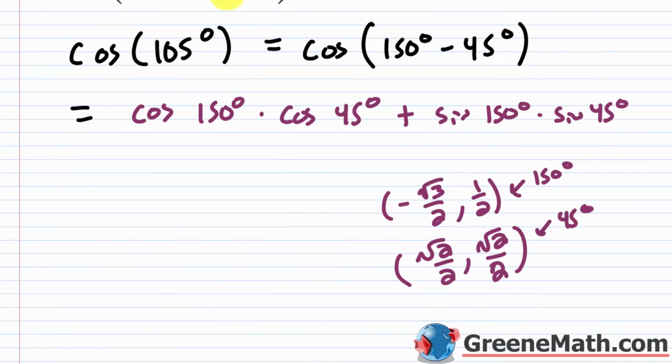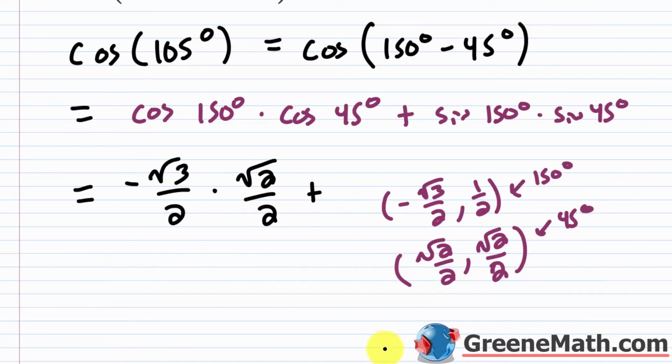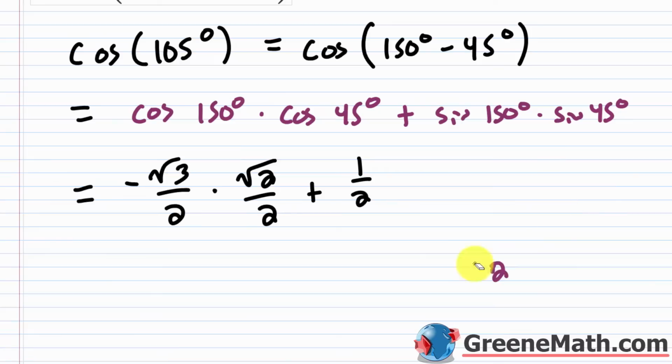Okay, so the first one is the cosine of 150 degrees. This is going to be the negative of the square root of 3 over 2, then times the cosine of 45 degrees is the square root of 2 over 2, then plus, for the sine of 150 degrees, that's going to be a half. So this is 1/2. And then the sine of 45 degrees is square root of 2 over 2. So times square root of 2 over 2. Let's make that a little bit better. So let's put equals there.